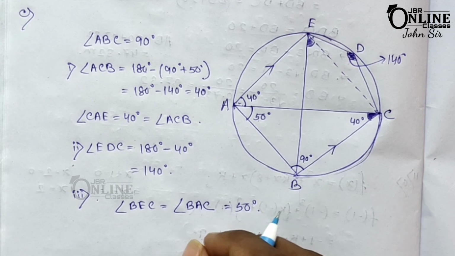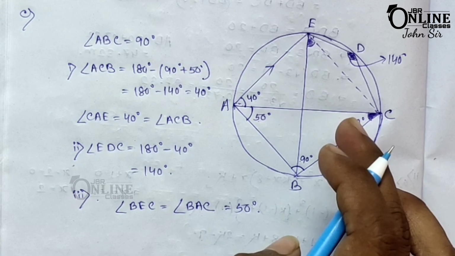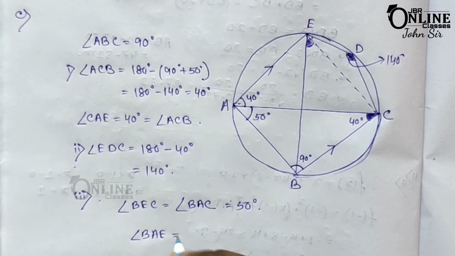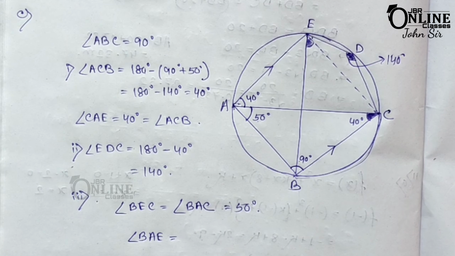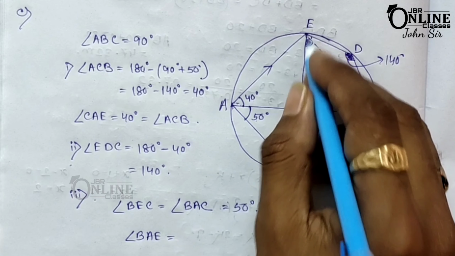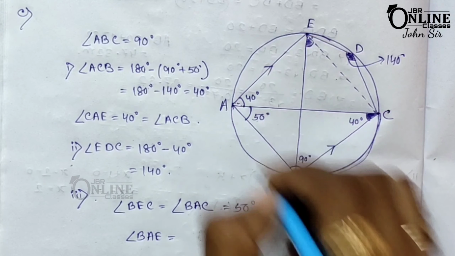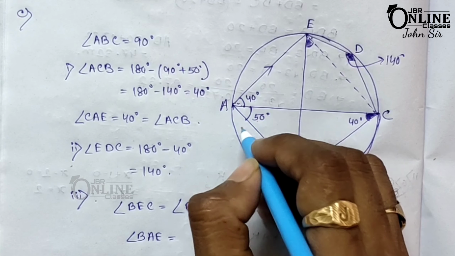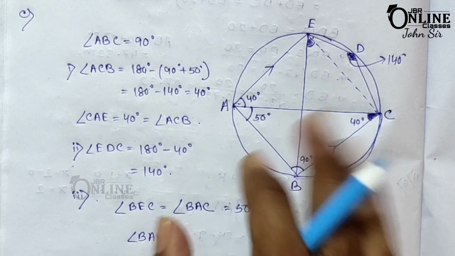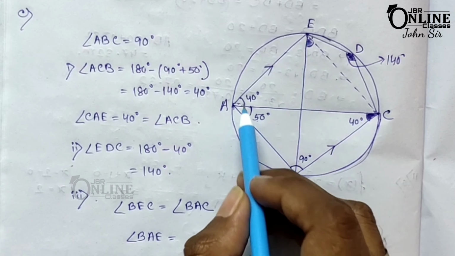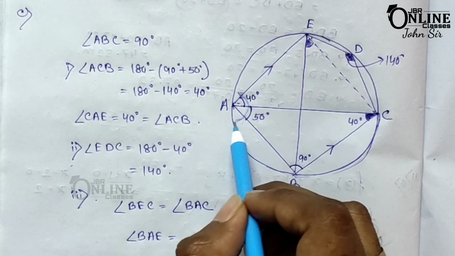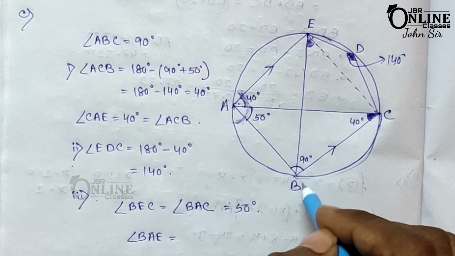Now you have to prove that BE is also the diameter. Okay, so to prove BE is the diameter, first write down BAE. Now BAE, which one? BAE, this one. If BE is the diameter, then this will be a semicircle, and the angle in a semicircle, you know, is 90 degrees. So if you prove that BAE, that means this angle, equals 90 degrees, it's proved that BE is the diameter.